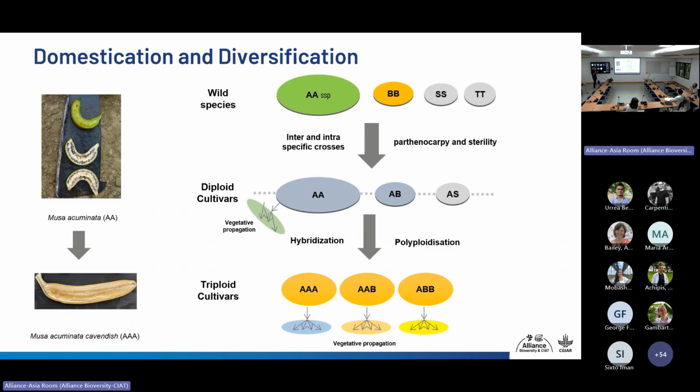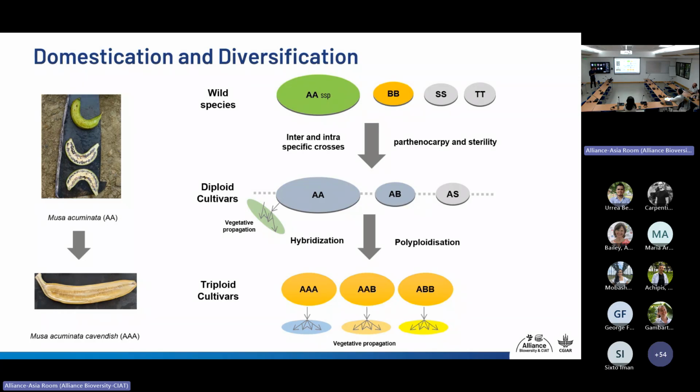So there was a number of introgression, interspecific and intraspecific crosses that led to other diploids that are edible diploids that became parthenocarpic with some vegetative propagation. So AA is when only subspecies of Musa acuminata cross together. AB is when you got some interspecific crosses between A and B, etc. And then, after a number of events, unreduced gametes and so on, it led to the creation of the triploids, where you have most of the cultivated banana that are denoted by AAA, AAB, or ABB. And then some diversification of them.